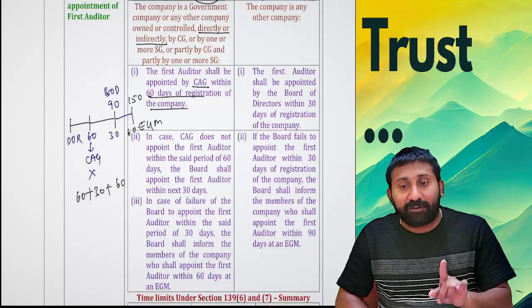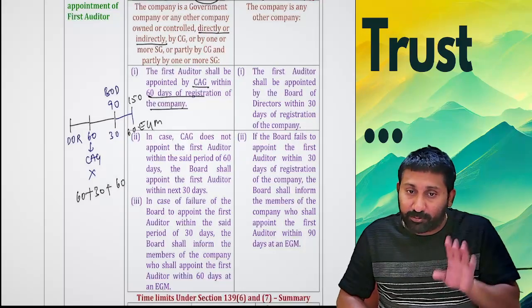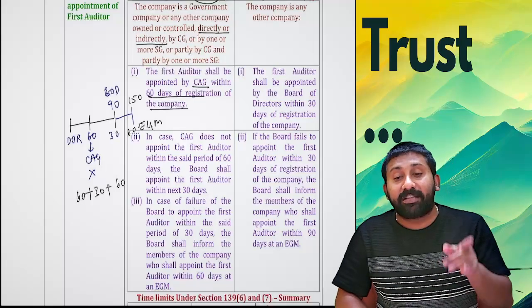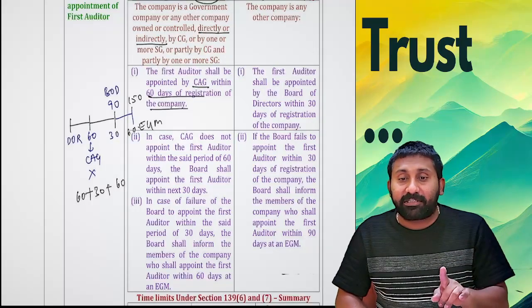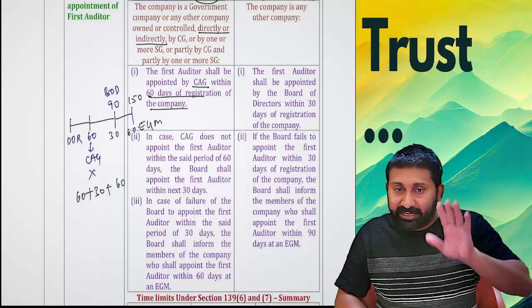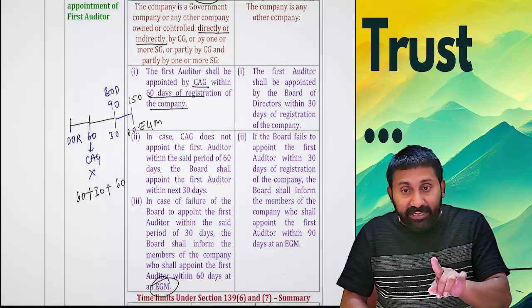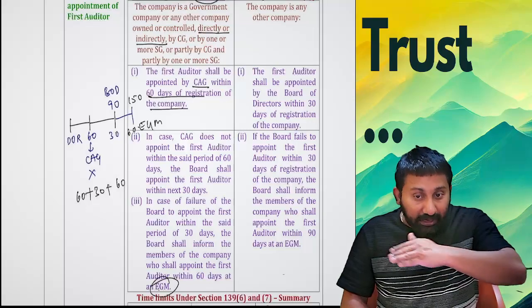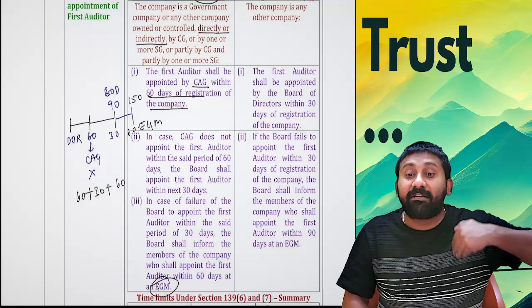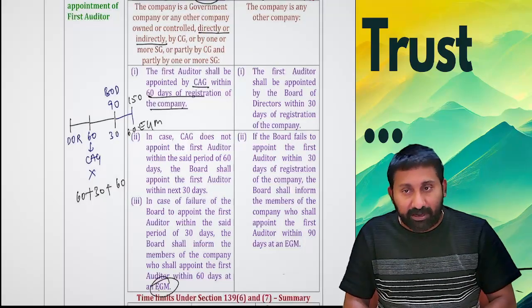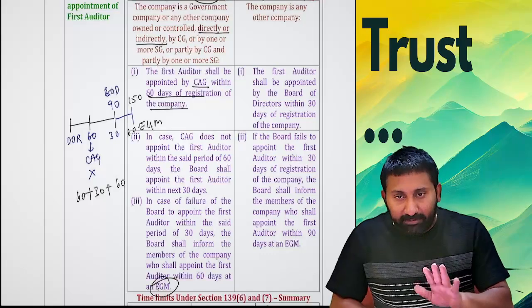If C&AG fails to appoint, you have to appoint within next 30 days. Board has to appoint. Board also fails, they will inform the company. Company in AGM should appoint the first auditor within 60 days at a EGM. Sir, why sir EGM? Why not AGM? In the AGM, first auditor will go out of the company and he will become the subsequent auditor of the company. Okay, first auditor can become the subsequent auditor.